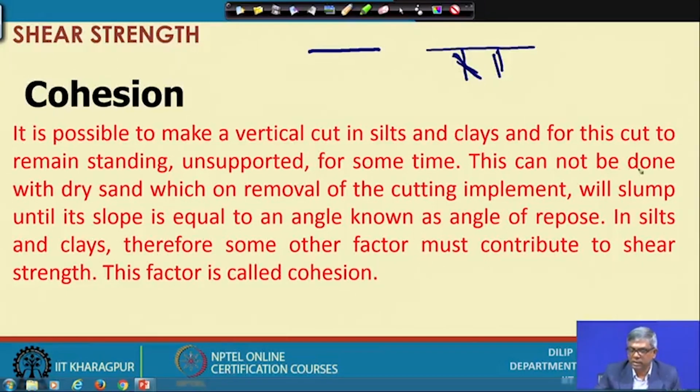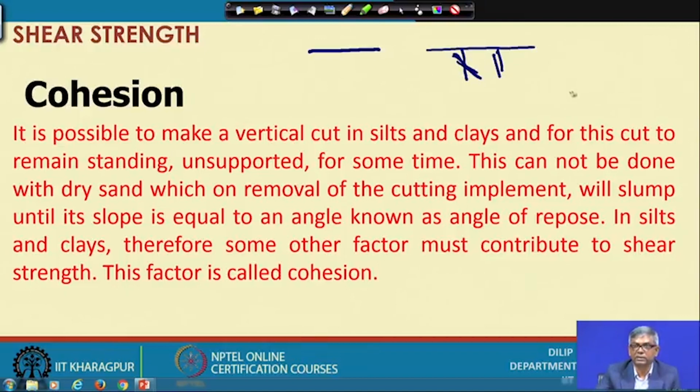So, this cannot be done with dry sand, which on removal of the cutting implement will slump until its slope is equal to an angle known as the angle of repose. That means the soil will form an angle equal to the angle of repose, which is nothing but phi. In silt and clays, therefore, some other factor must contribute to shear strength.